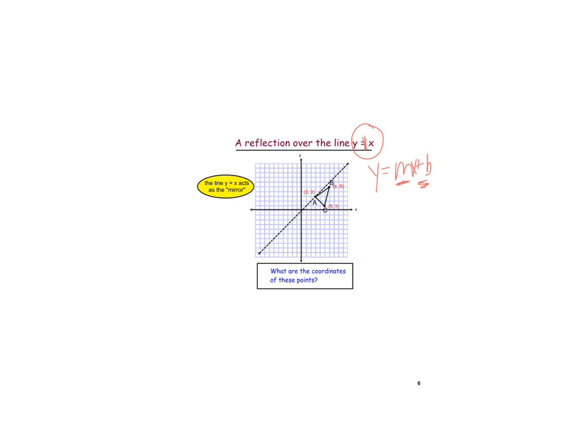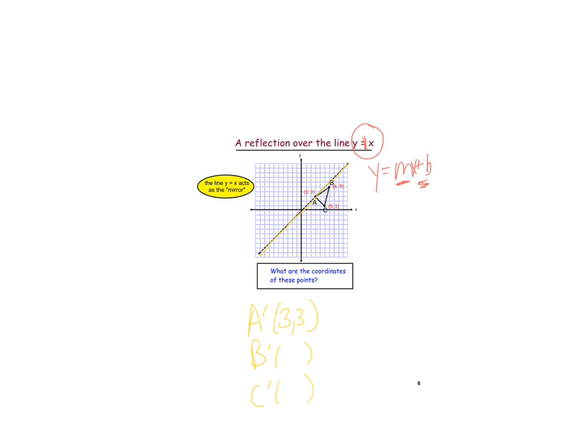Nothing changes as far as how we do it. Because it's the line y equals x, it goes through nicely, and I can kind of count here because we've got some half boxes. So A is on the actual line of reflection. Anytime you have a point on the line of reflection, it stays the same. And then B and C really are what we have to figure out.